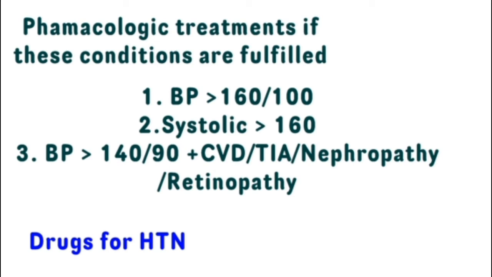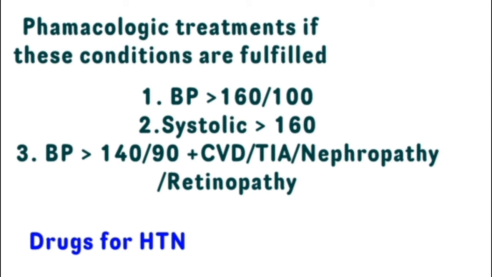And these 3 conditions are: if the blood pressure is over 160/100, or even only the systolic is above 160. Also, if the patient has any other disease such as transient ischemic attack, nephropathy or retinopathy, you will even try to give pharmacologic treatment even if the blood pressure is just above 140/90.